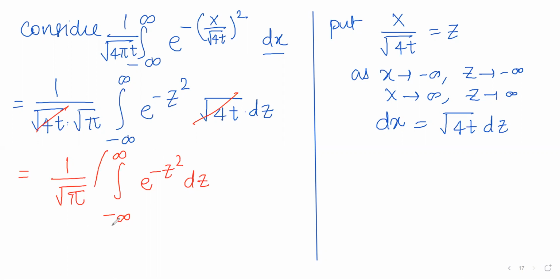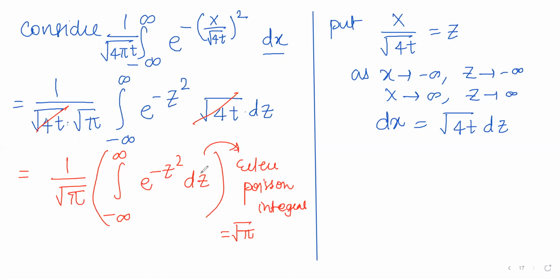So this quantity right here is called the Euler-Poisson integral. It is directly root pi. For those who don't know, I'll make another video for them. Or you can simply equate it with the gamma function. That will ease your job.